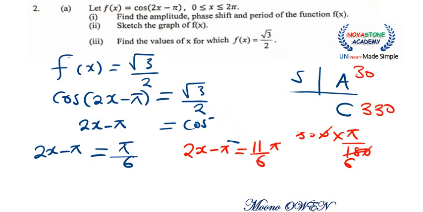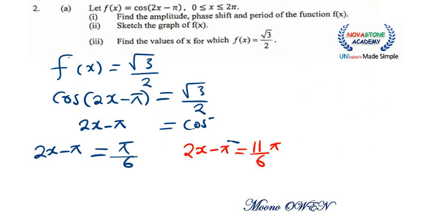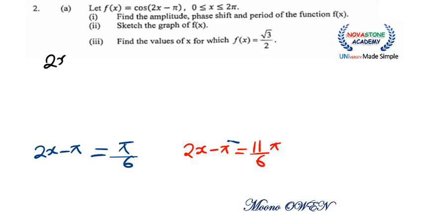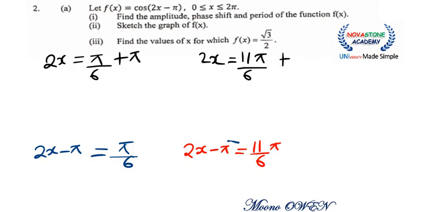Now we have to solve. Solving the first one, I'm going to have 2x equals pi over 6. When I take the pi to the other side, it becomes positive pi, right? So I'm going to have positive pi. Then when I also solve the other one, I'm going to have 2x equals 11 pi over 6 plus pi. Okay, so basically this is what I have.